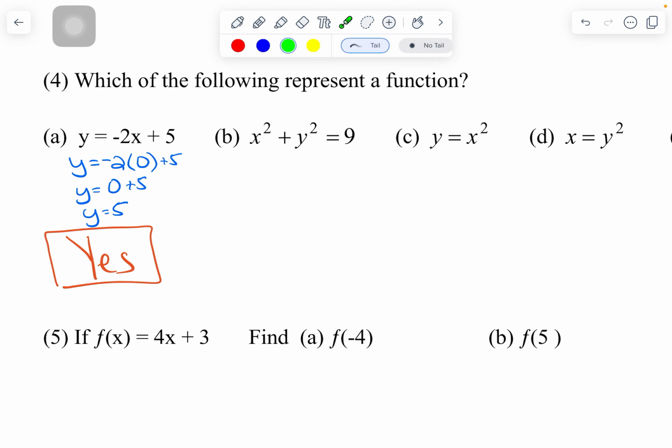If you have a linear function or linear equation that has a slope and intercept, you're going to have some kind of function. Okay? All right, part B, let's say I put in an x value of 0, right?